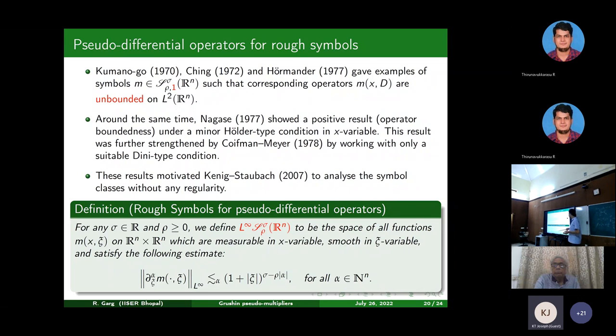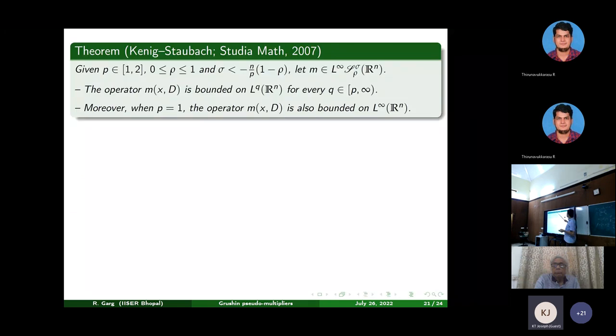So let's take the same type of symbol, just don't touch the X variable, no derivatives. Then Kenig and Staubach proved that if you are giving me sigma not just minus n(1 minus rho), or minus n(1 minus rho)/2, but strictly negative, so you give me a little more extra decay. If you treat t equal to 1 or 2, then it will look familiar, like Chanillo-Torchinsky or the Kenig-Staubach rule: minus n(1 minus rho), or minus n(1 minus rho)/2. You take a little more extra negative.